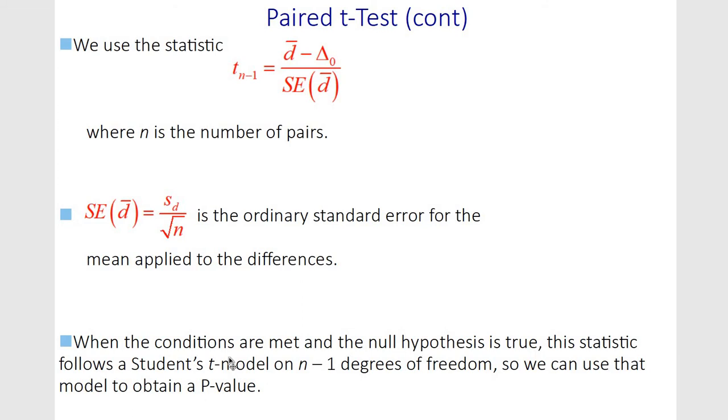All right, so when your conditions are met and the null hypothesis is true, the statistic follows a Student's t-model on n-1 degrees of freedom. Okay, and then you use that to obtain a p-value. Hopefully this is all familiar, right? We've seen this before.